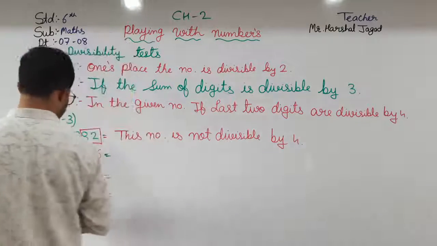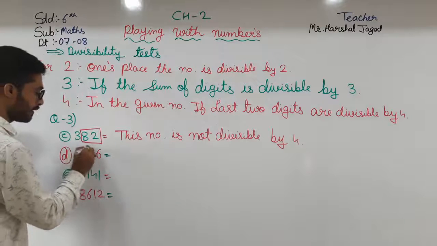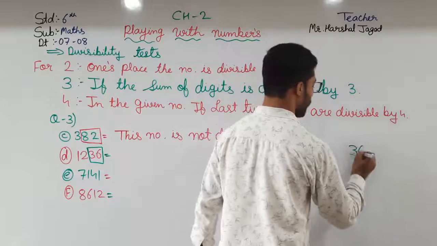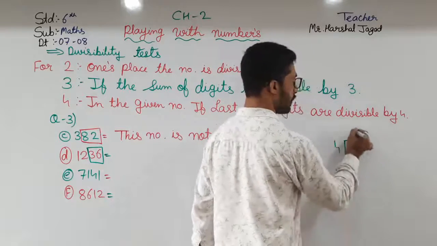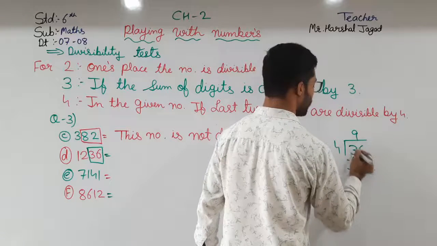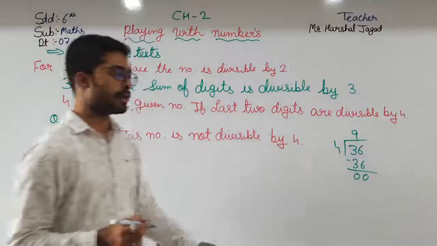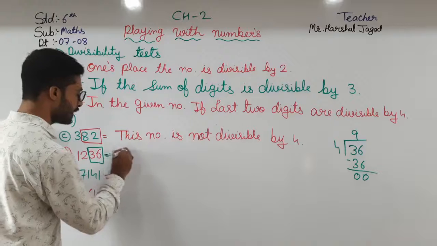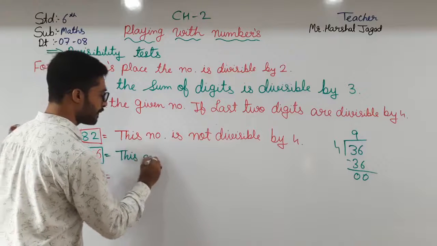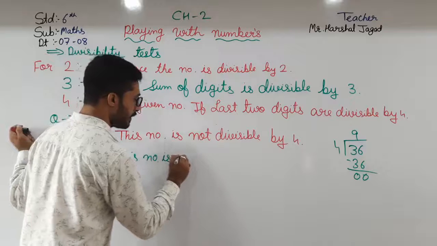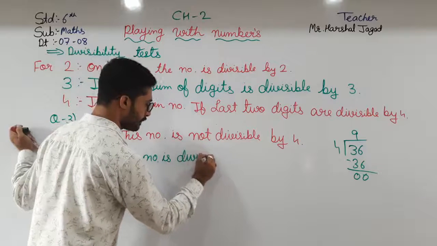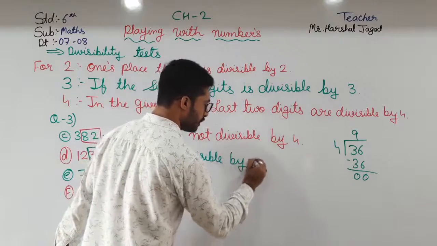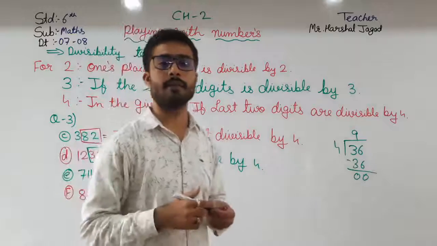Then coming towards the next, that is 36. Let us check whether 36 is divisible by 4 or not. 4 9s are 36, remainder 0. So you can see this 36 is divisible by 4, so we can say that this number is divisible by 4.